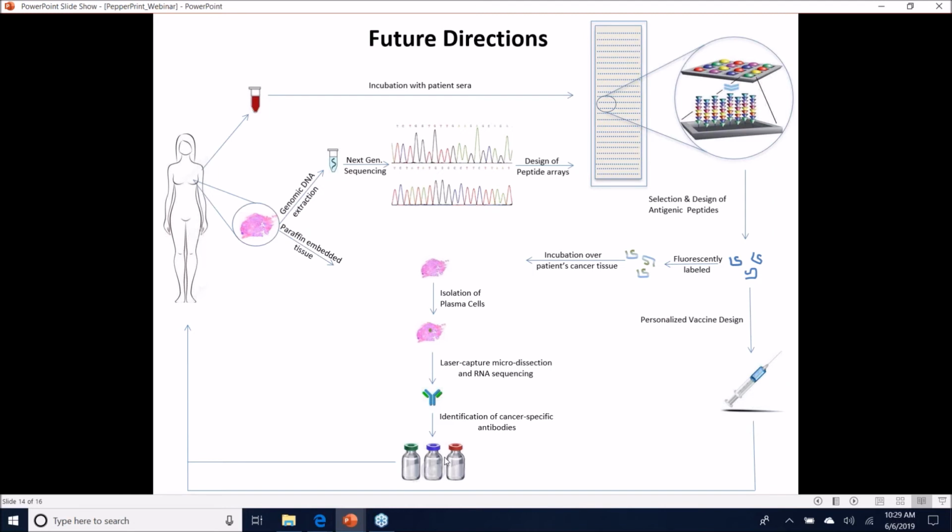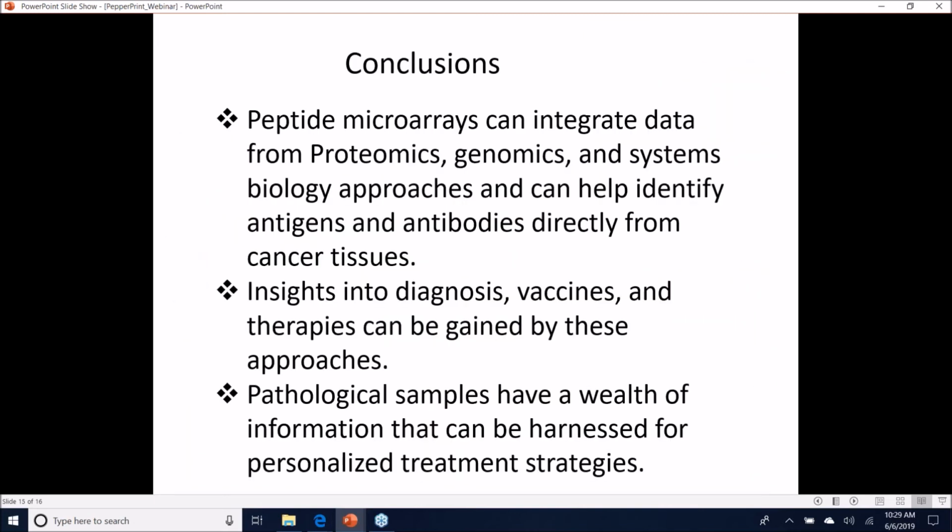Essentially, that's the end of my presentation, and I'll be happy to answer questions. I want to give some conclusions, which is that peptide microarrays can integrate data from proteomics, genomics, and systems biology approaches, especially systems biology approaches that involve immunology, and it can help identify antigens and antibodies directly from cancer tissues. I've shown some data, hopefully to convince you that that can be done. And then we believe that insights into diagnostics, vaccines, and therapies can be gained by these approaches.